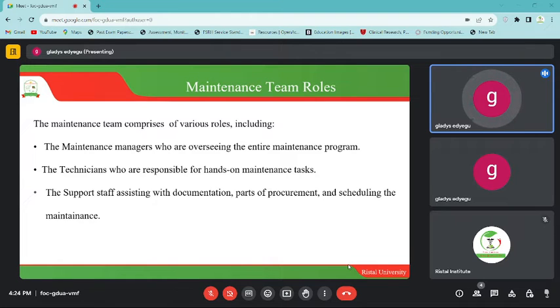Their responsibility or role is basically to oversee and make sure that there is entire maintenance of these systems, so that we don't run short of the services that we are providing in relation to these systems.